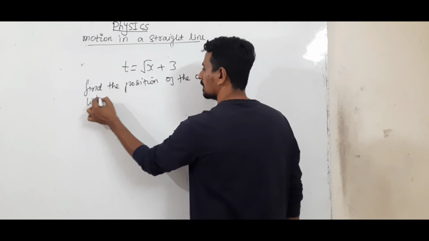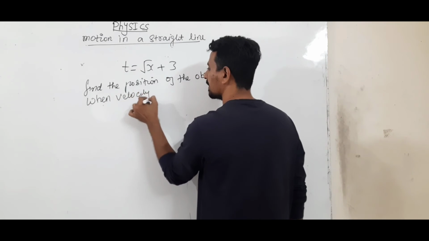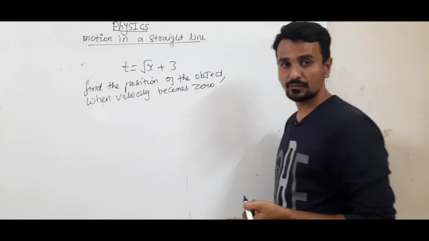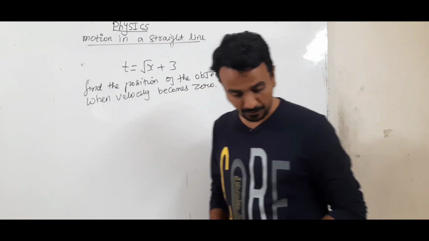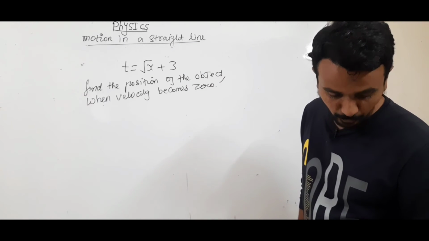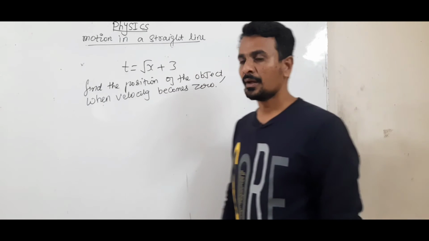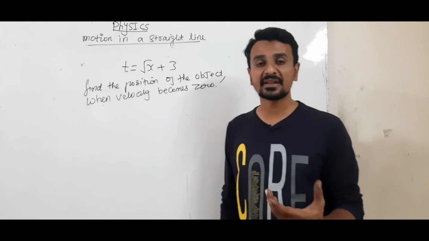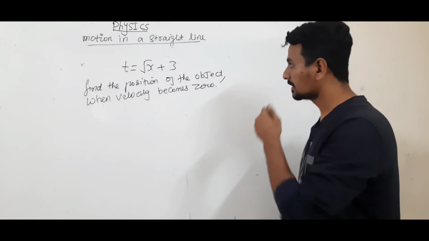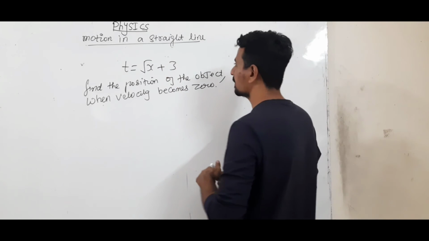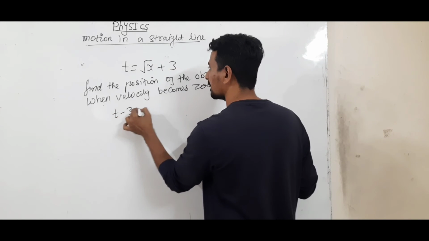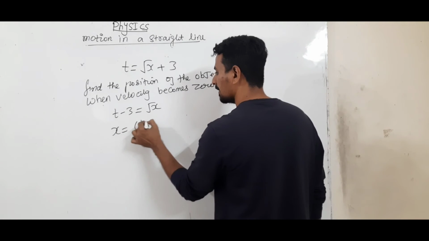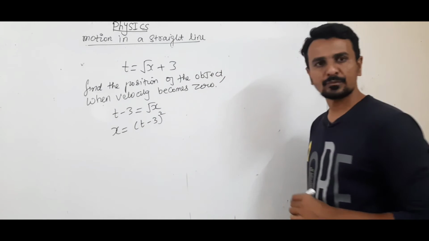when velocity becomes 0. You have to find x when velocity becomes 0. That means you have been told to calculate position when velocity is 0. That means you need to calculate the time at which the velocity becomes 0. See, first change the format. We can write this as t minus 3 as root x, or x equals to t minus 3 the whole square, right?